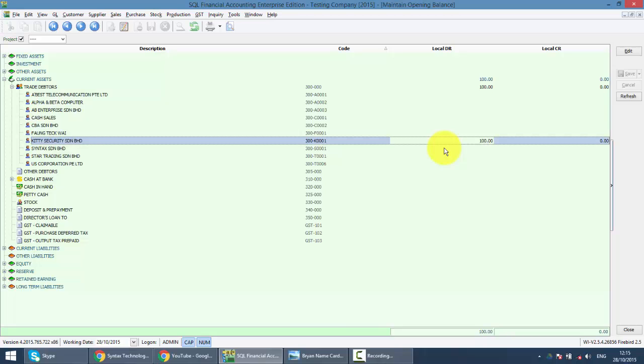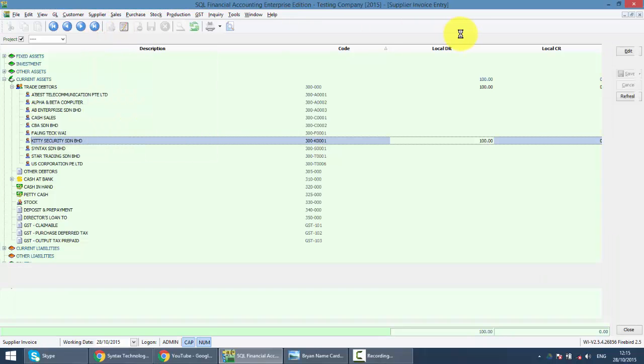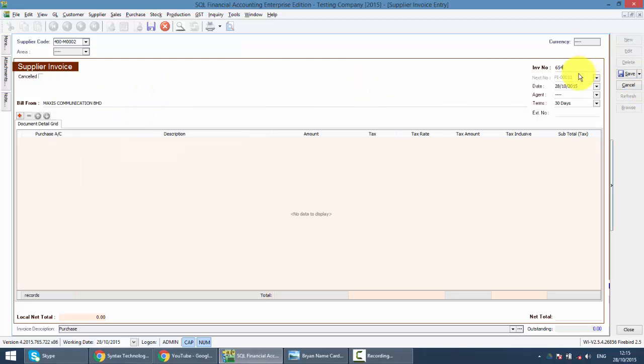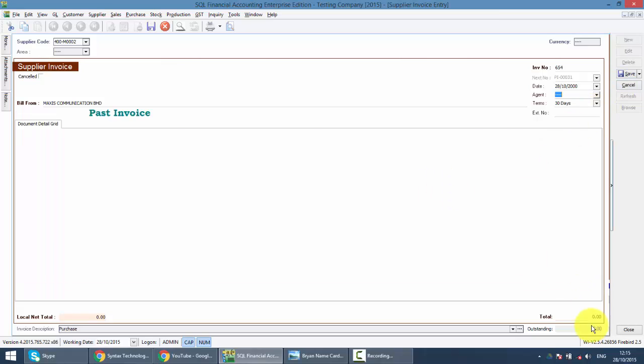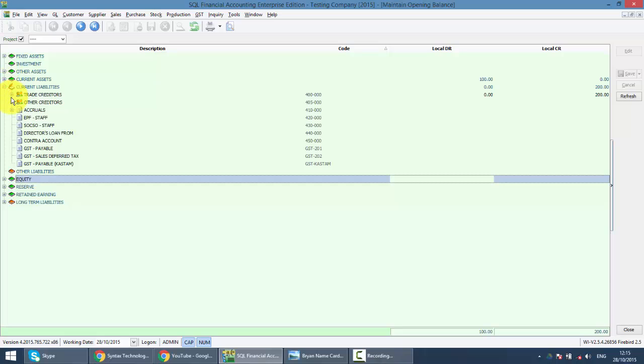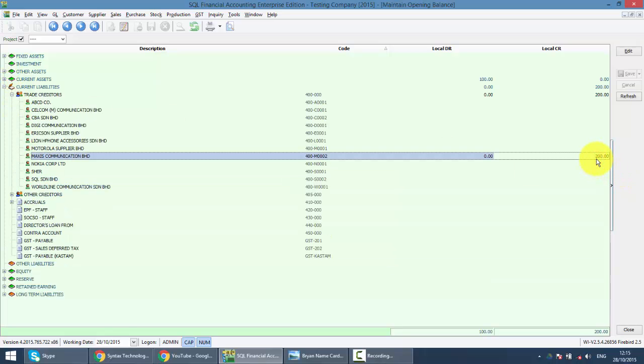Same thing goes for your supplier side, where you can open your supplier invoice, new. So for a supplier that you still owe, the outstanding invoice as before system conversion date will also become a past invoice. Let's say this one we put 200. Save. When we go back to the maintain opening balance, you can see that under your current liabilities, there is an opening over here. If it's the other way around, that you owe your customer money, then it will be keyed at customer payment and it becomes a past payment, same thing. So this is how you maintain your opening over here.